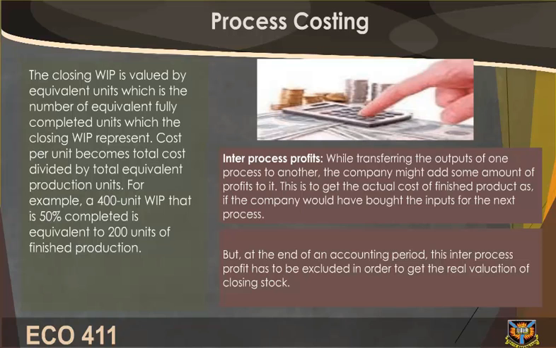Inter-process profits. While transferring the outputs of one process to another, the company might add some amount of profit to it. This is to get the actual cost of finished products as if the company would have bought the inputs for the next process. But at the end of an accounting period, this inter-process profit has to be excluded in order to get the real valuation of closing stock.